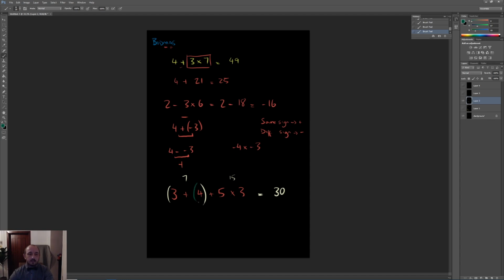So if we put brackets here and here, we have to do the 4 plus 5 first to get 9. So we have 3 plus 9 times 3. We would then do the multiplication next. So 9 3s are 27. 3 plus 27, yeah, that does equal 30. So those brackets would work. Okay.